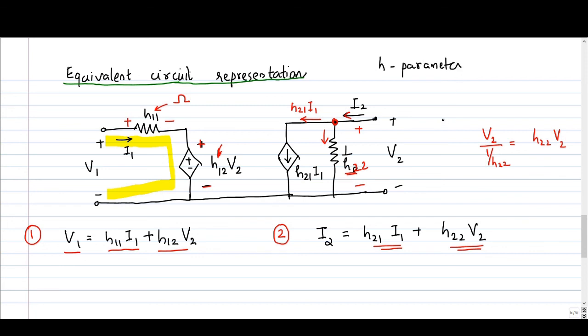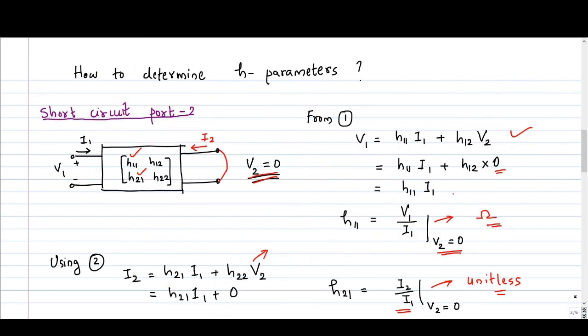H parameter model of a two-port network. This is the H parameter model of a two-port network. Now, there is one more thing I want to mention. This H11 had the dimensions of resistance. So H11 is, if you go back to this definition, V1 by I1. So it is also known as driving point impedance of port 1. So it is also denoted as HI. I denotes impedance. Okay, H11 is also denoted as HI.